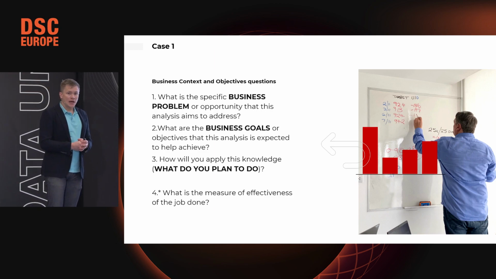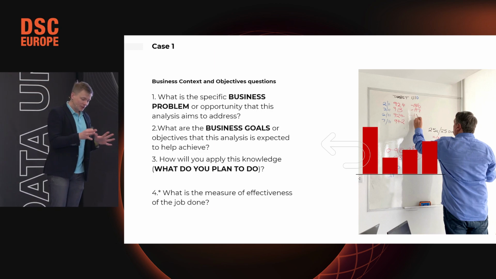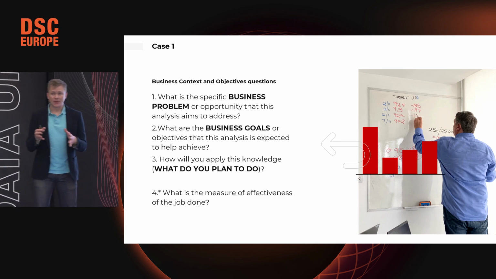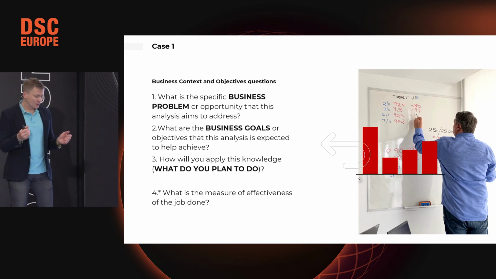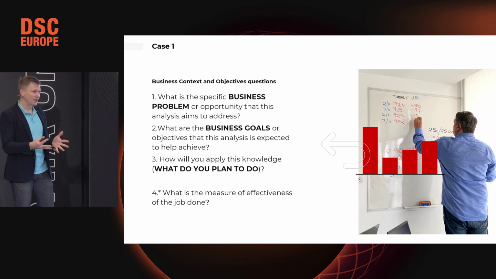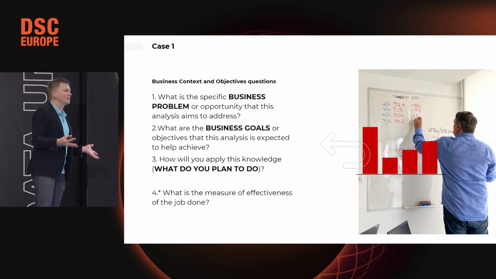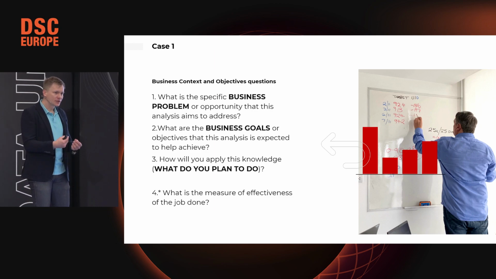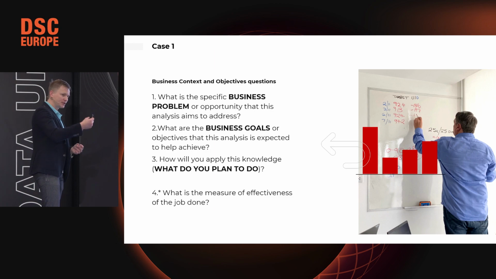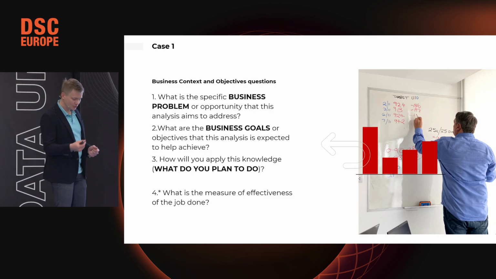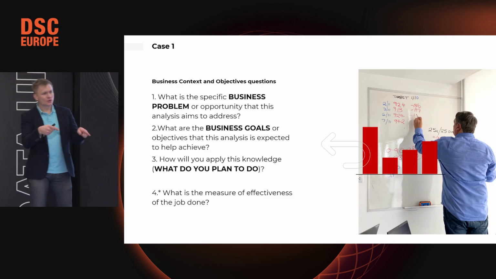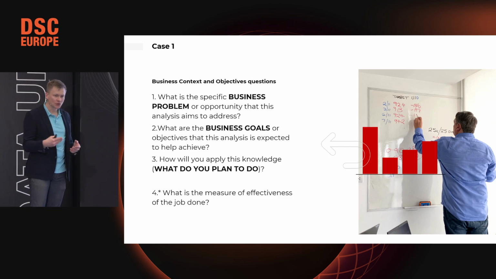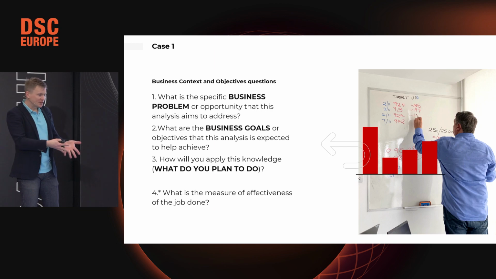So let's check the situation. What is this? The business context and objectives. How to work with this? You start by asking very simple questions. What is the business problem? What are the goals that this specific person or department is trying to achieve? And in the end, what do you plan to do with this data? How do you plan to use this data in order to solve your specific goal?